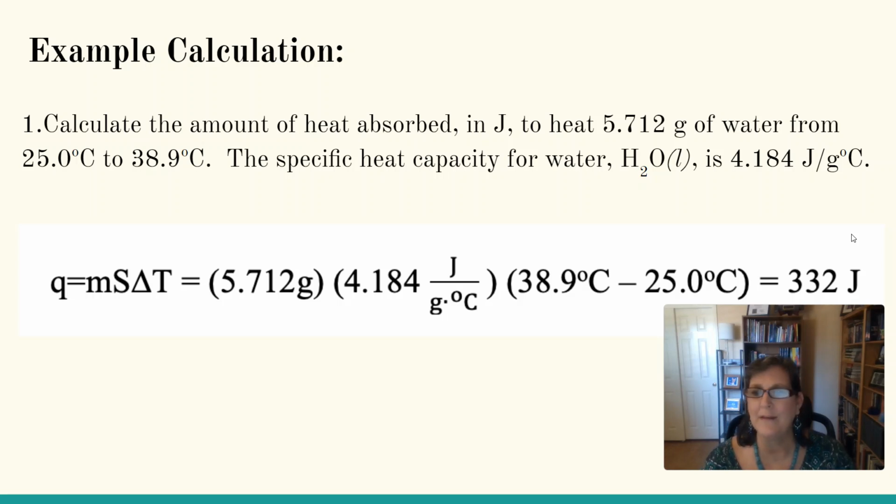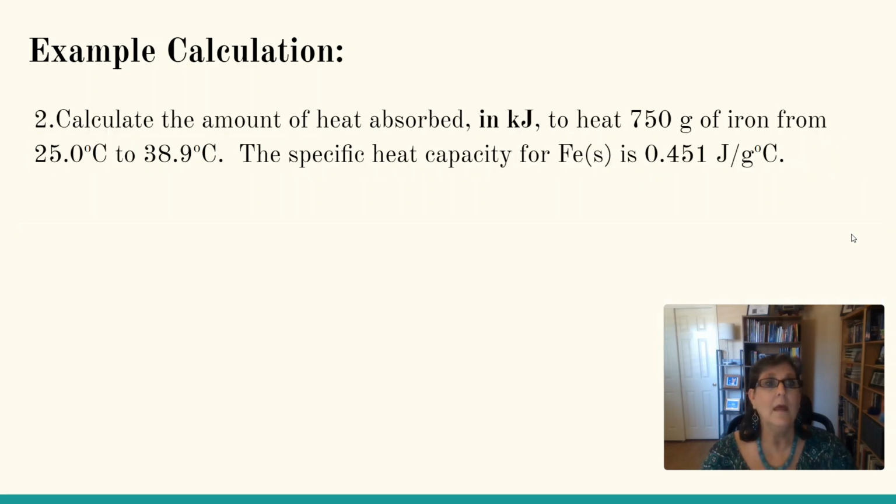Let's try another one. Calculate the amount of heat absorbed in kilojoules this time to heat 750 grams of iron from 25.0 to 38.9 degrees Celsius. The specific heat capacity for iron is 0.451 joules per gram degree Celsius. Q equals ms delta T. Go, you got this.